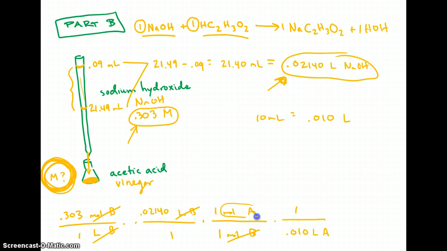Now I'm in moles of acid on top, liters of acid on the bottom, exactly what I need it to be. If I do that in my calculator, I will get 0.648 moles per liter. And that right there is the molarity of the vinegar, okay, the acetic acid. And that was the entire point of doing part A first. We needed to figure out the molarity of the sodium hydroxide in part A so we could use that information to figure out the molarity of the vinegar or the acetic acid in part B.